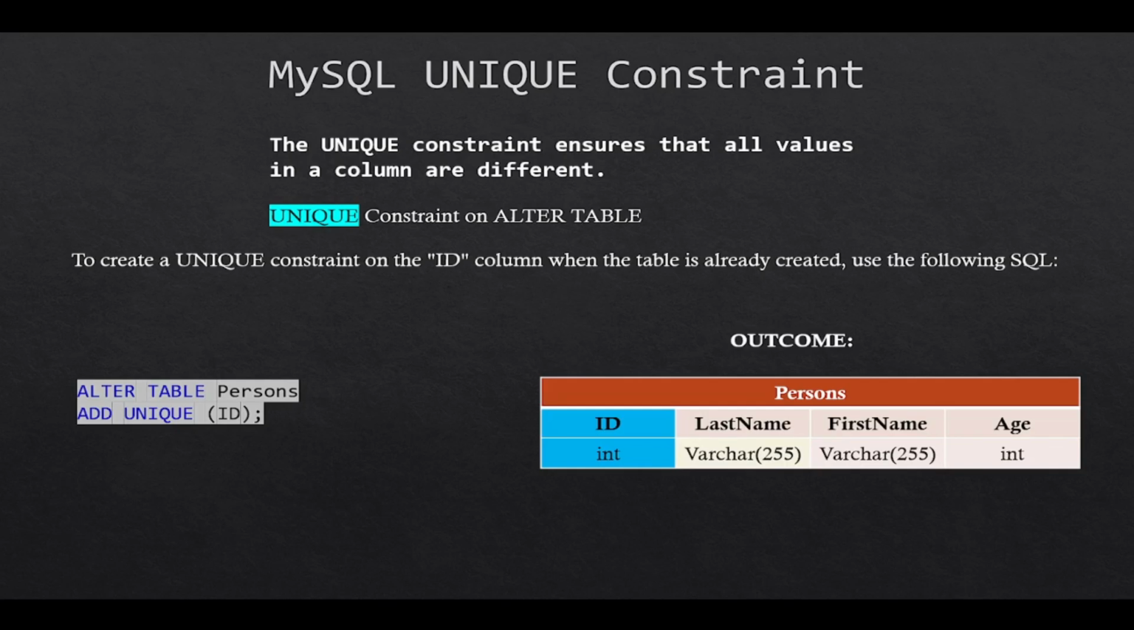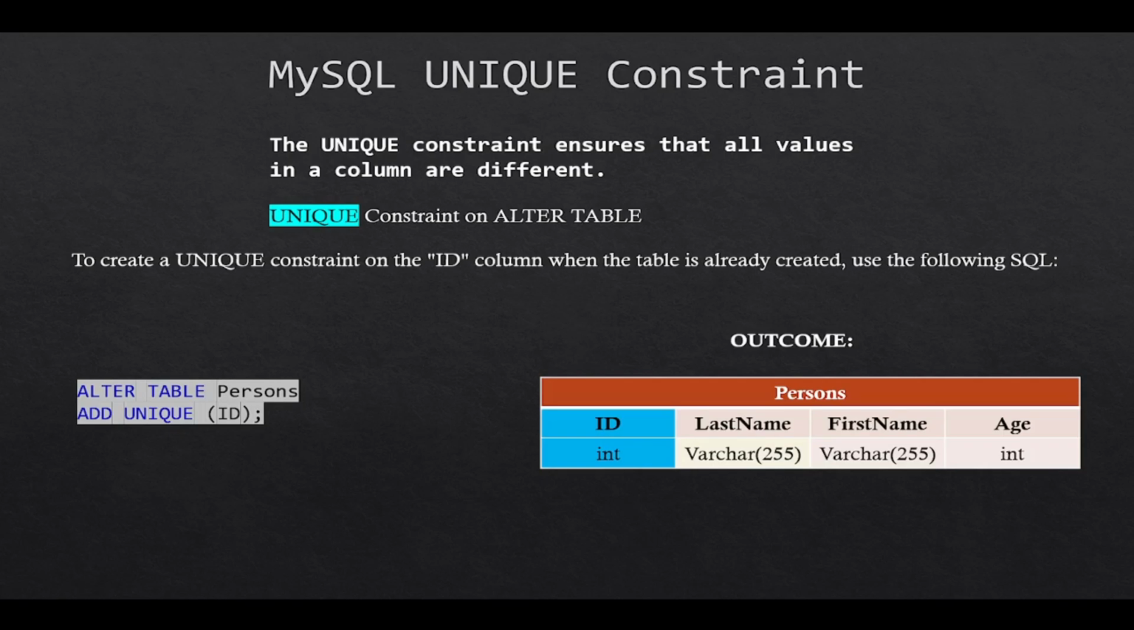So we have here another example, creating a unique constraint on alter table. To create a unique constraint on the ID column when the table is already created, you can use the following SQL syntax. The code uses the alter table statement to modify an existing table named persons by adding a unique constraint to the ID column. The unique constraint ensures that each value in the ID column is unique and prevents duplicate data from being entered into this column. In the add unique statement, it adds the constraint to the column, and the alter table statement is used to modify the structure of the existing table.